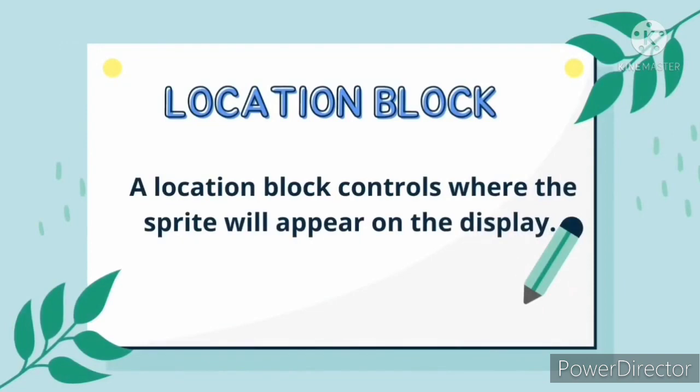Now, we have the location block as well. A location block controls where the sprite will appear on the display. You can change the position of the sprite on the play area using the location block. Okay, let's take a look at the next.